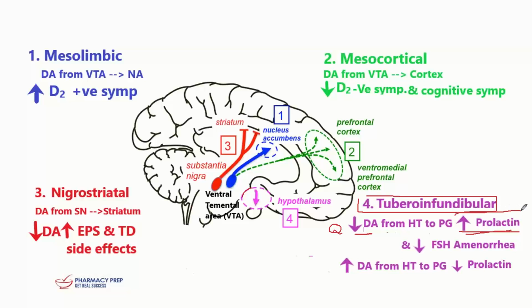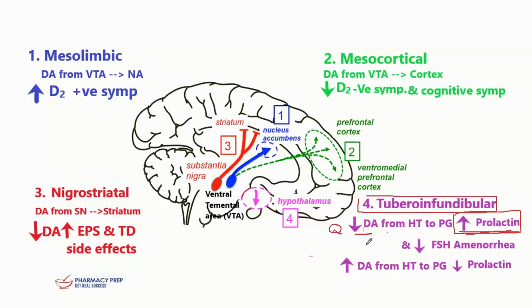An increase in prolactin is also known as hyperprolactinemia, or galactorrhea. You often hear those terms in the questions and answers: galactorrhea, hyperprolactinemia, or increased prolactin level. That is because of decreased dopamine activity in the tuberoinfundibular pathways of the brain.